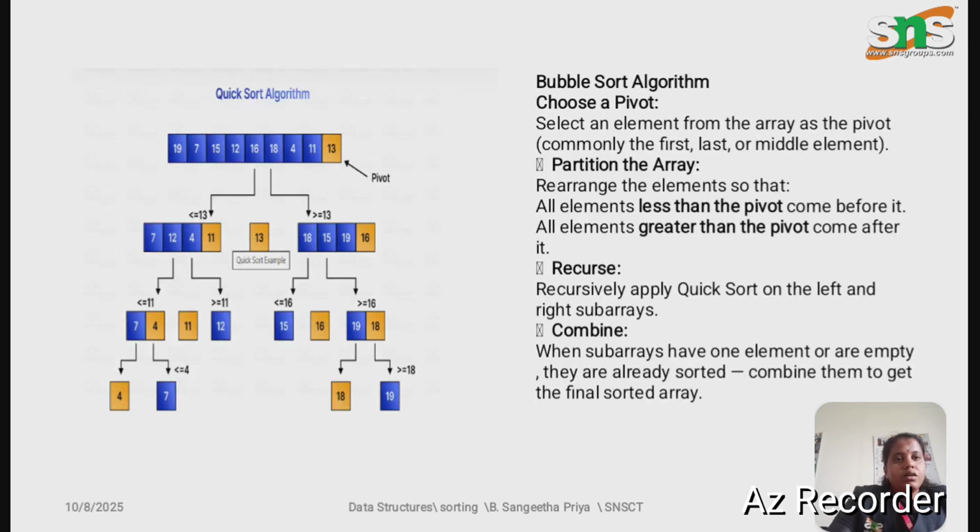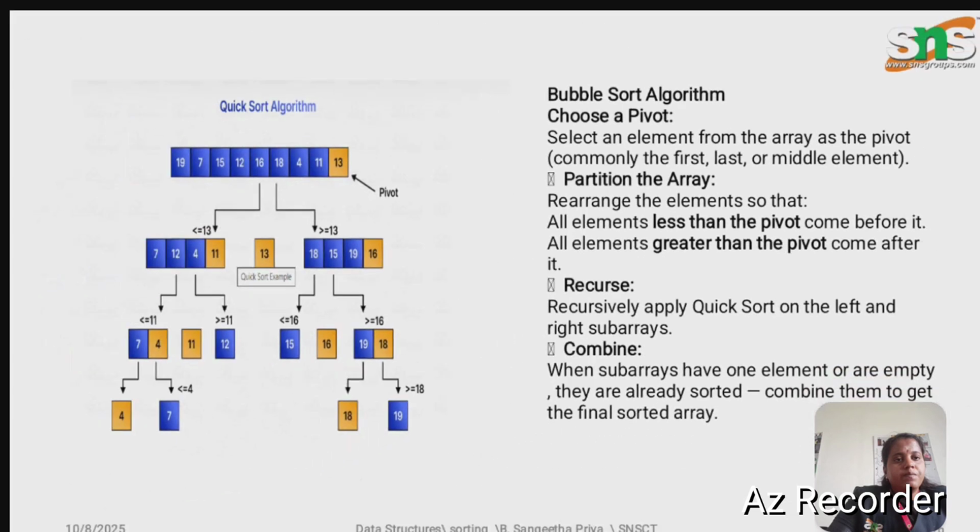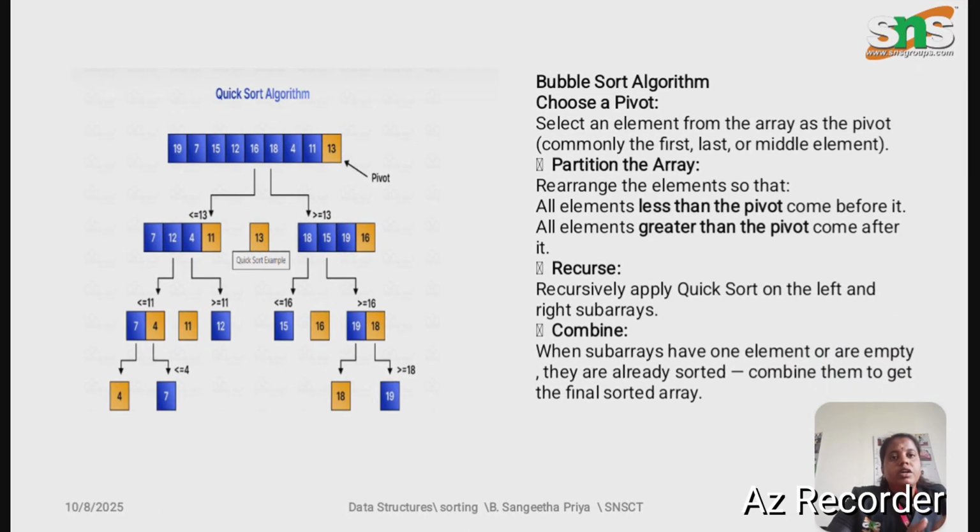Here we have explained the quicksort algorithm. I have taken the number 13 as a pivot element. So I am splitting the array into 7, 12, 4 and 11, with 13 kept aside, and 18, 15, 19, 16. In the left side, the elements should be less than the pivot value, and the right side elements should be greater than the pivot value.